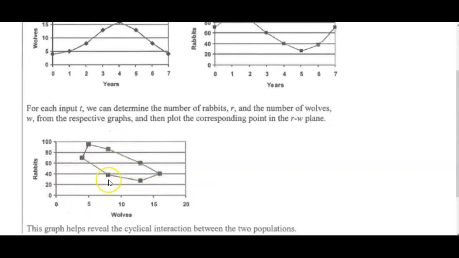You'll see that it's cyclical. As the number of wolves increases, the number of rabbits decreases, and so on. So it's a way of combining two things in terms of a third variable.